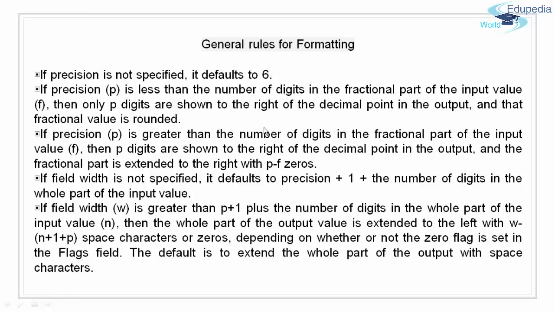Fourth point is if the field width is not specified, it defaults to precision plus 1 plus the number of digits in the whole part of the input value. If the field width w is greater than p plus 1 plus the number of digits in the whole part of the input value, then the whole part of the output value is extended to the left with w minus n plus 1 plus p space characters or zeros, depending on whether or not the zero flag is set in the flag field. The default is to extend the whole part of the output with space characters.